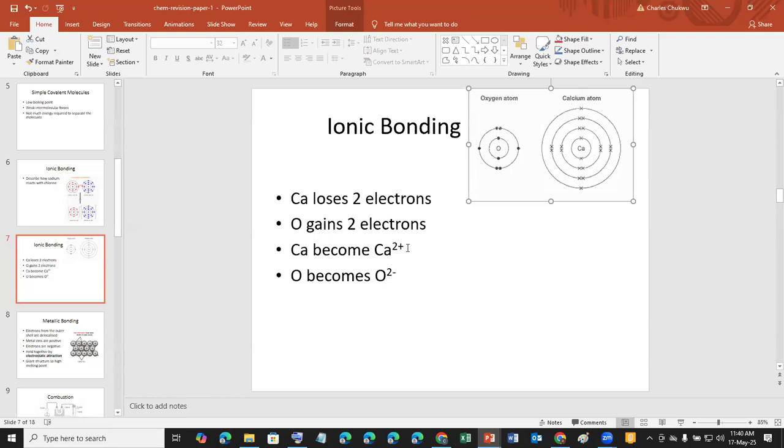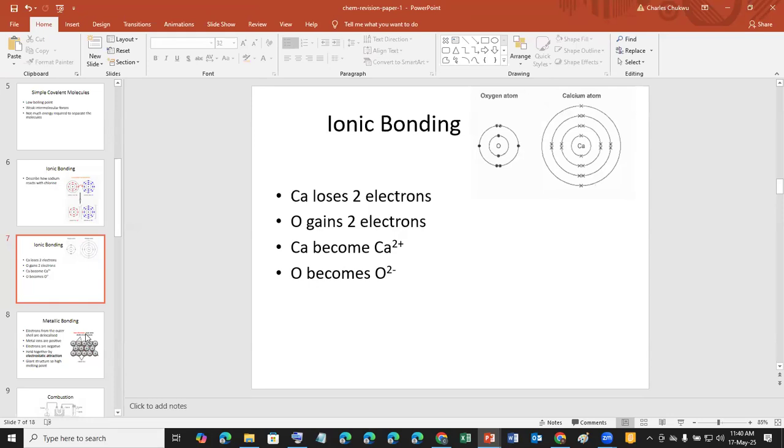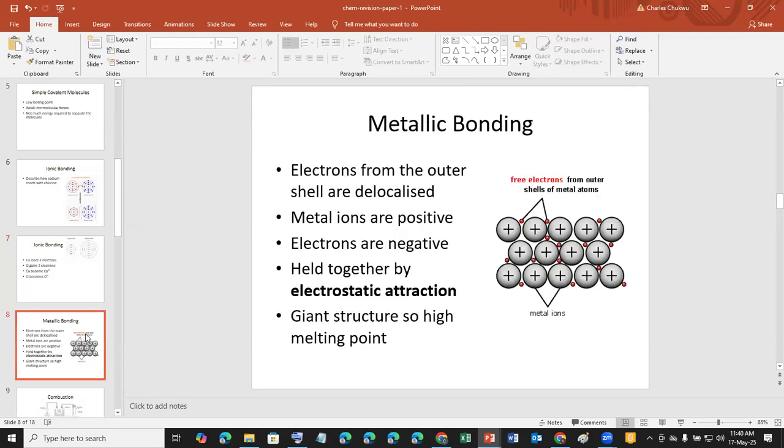Ca will now become Ca2+. The 2 electrons that it loses will give it a positive charge of 2+, while oxygen gaining 2 electrons will give it a negative charge of 2-, or some people will say -2. Okay.